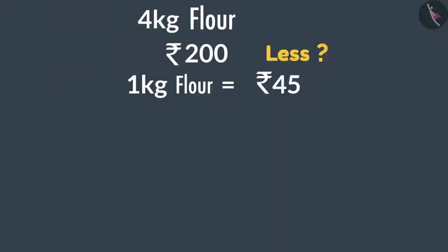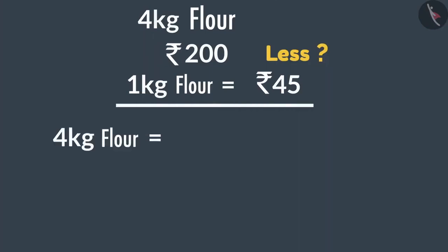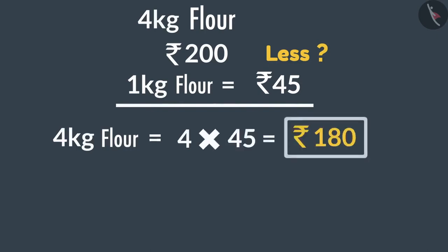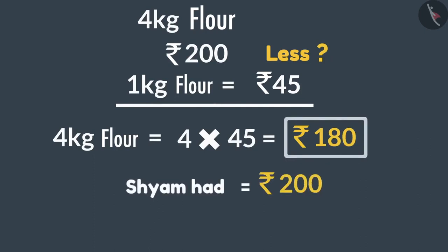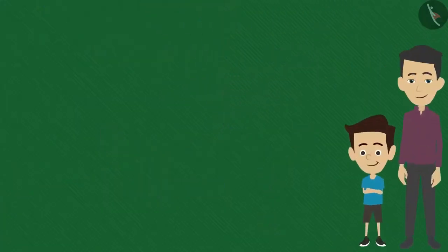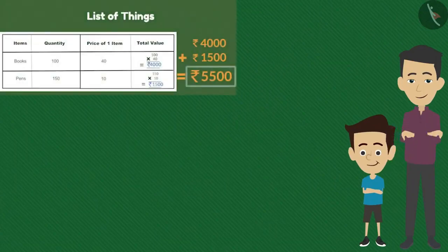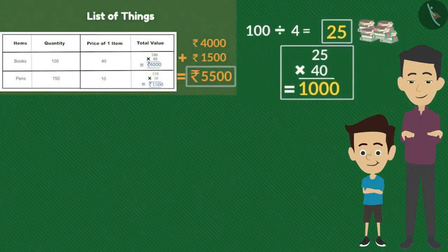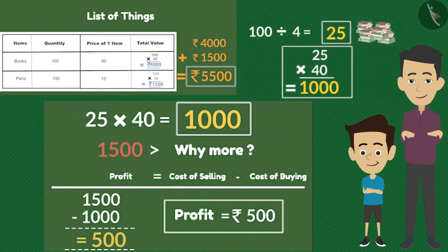If the cost of 1 kg flour is 45 rupees, so the cost of 4 kgs of flour would be 4 times 45, that is 180 rupees. That means Shyam can easily buy 4 kgs of flour from the money given and he will be left with 20 rupees. In this video, we have learned about finding the total cost and finding the profit along with Shyam and Ramu. Thank you.